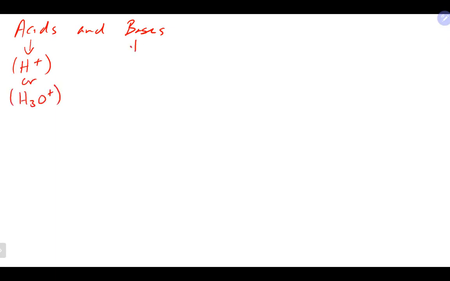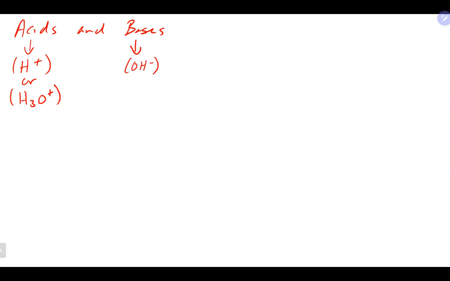Okay, we're going to continue on here in chapter 10. So we started talking about acids and bases last time. Remember, acids are things that have the ability to produce H plus ions in solution, or again, H3O plus, which is pretty much the equivalent. While bases are things that can produce hydroxide ions in solution.